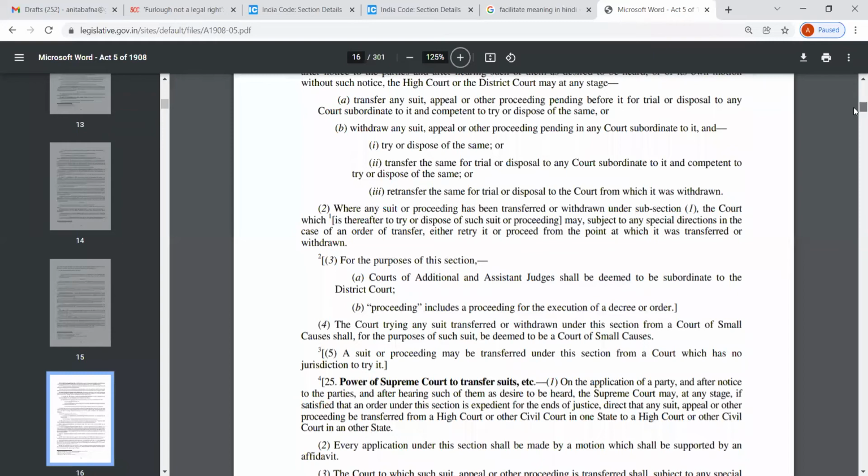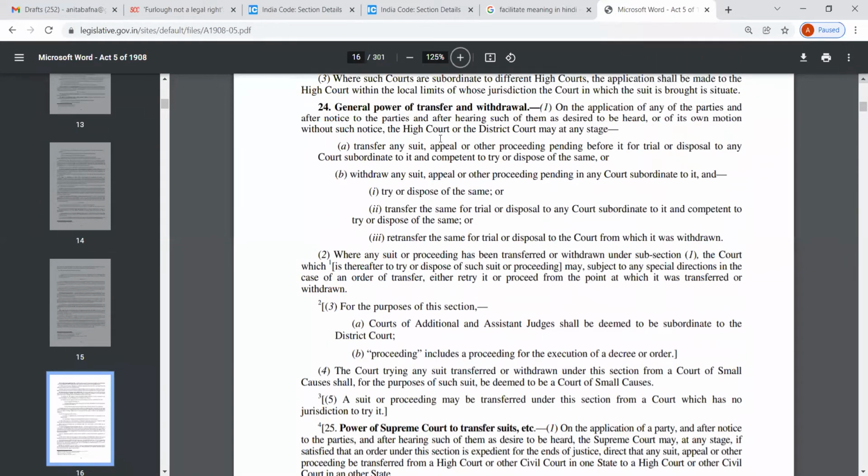Now here when we see section 24: General power of transfer and withdrawal. On the application of any of the parties, after notice to parties and after hearing such of them as desired to be heard, or of its own motion, without such notice, the High Court or the District Court may at any stage. So this is very important. General power about transfer and withdrawal.